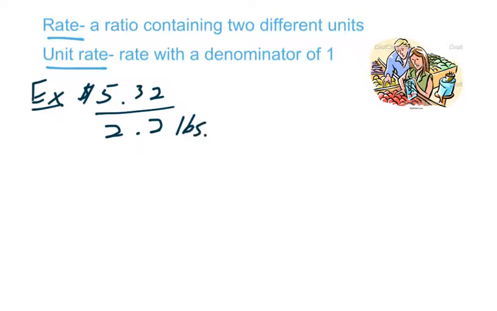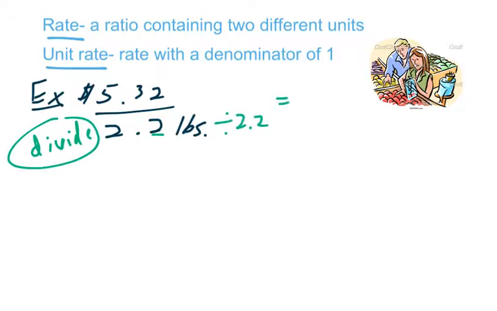Well, all we do is divide by the denominator to both the top number and the bottom number. So if I divide this by 2.2, I know it's going to be 1. If I divide the top number by 2.2, I get about 2.42. And don't forget, when we're showing this, we want to put the units down. So it's $2.42 per 1 pound. And that's our unit rate.